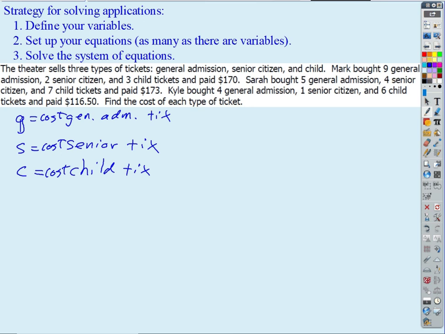All right, so now we got the cost up here. Do you see that we could have done this, never mind, I won't say anything about that. So we got our variables defined, G, S, and C. Now we gotta set up our equations, right?